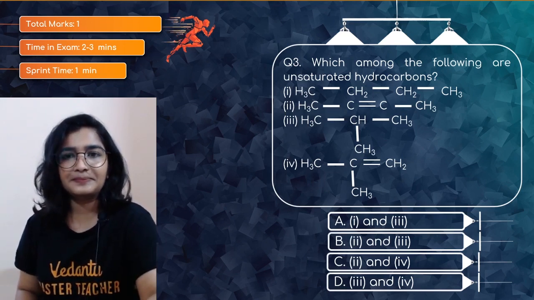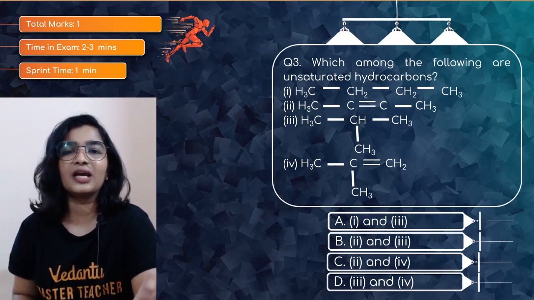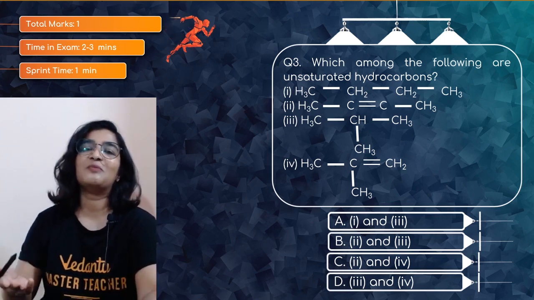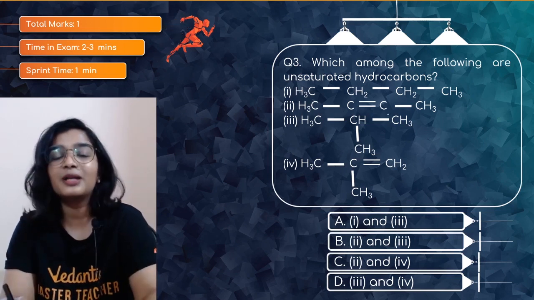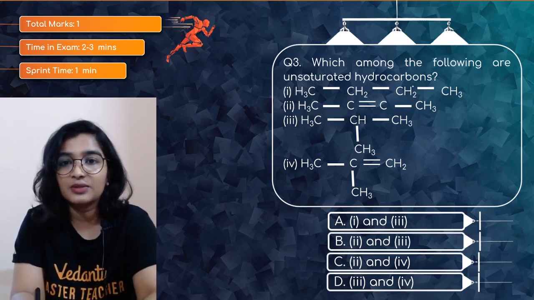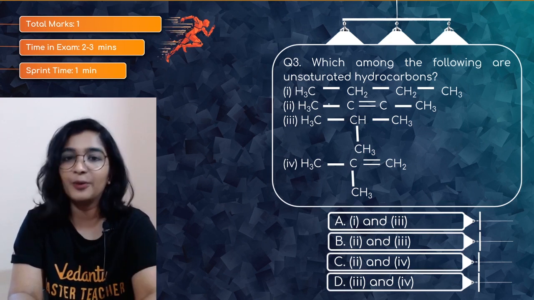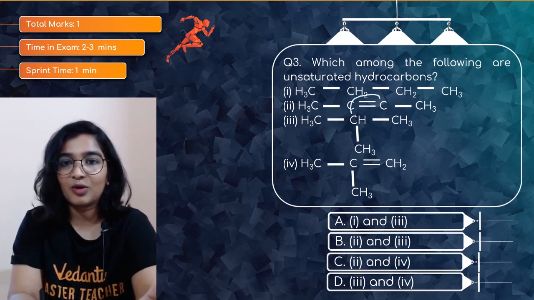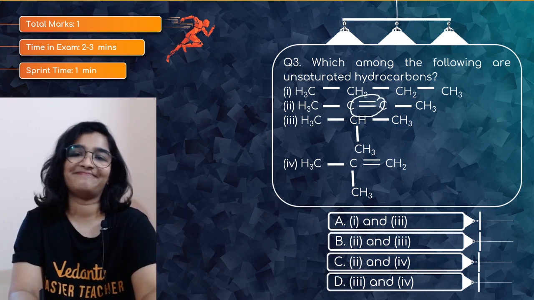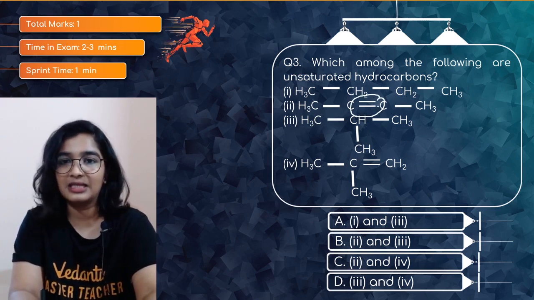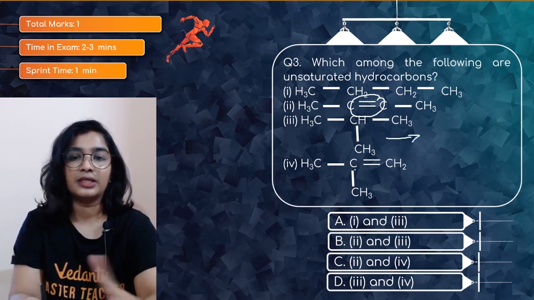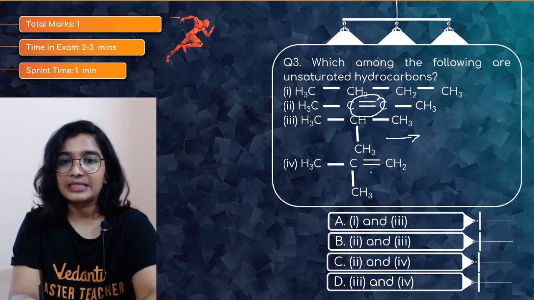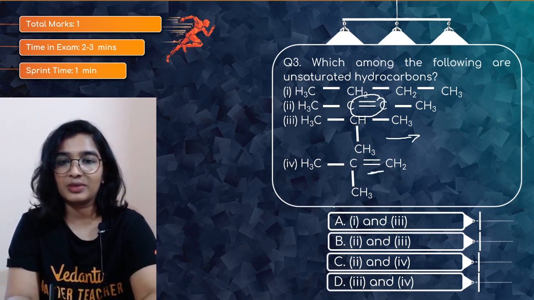Question number 3. Which among the following are unsaturated hydrocarbons? So they have given you the structure. All you have to do is look for double and triple bonds. First, 1, 2, 3, all are single bonds. No. Second, I see a double bond here. Do you see it too? Very good. So this is basically butene. It is an unsaturated hydrocarbon. So here, no, it's not. And I see a double bond here. So 2 and 4 must be the answer.